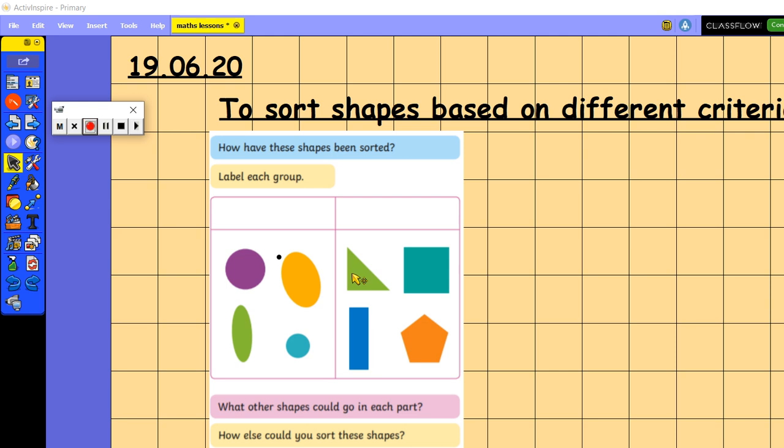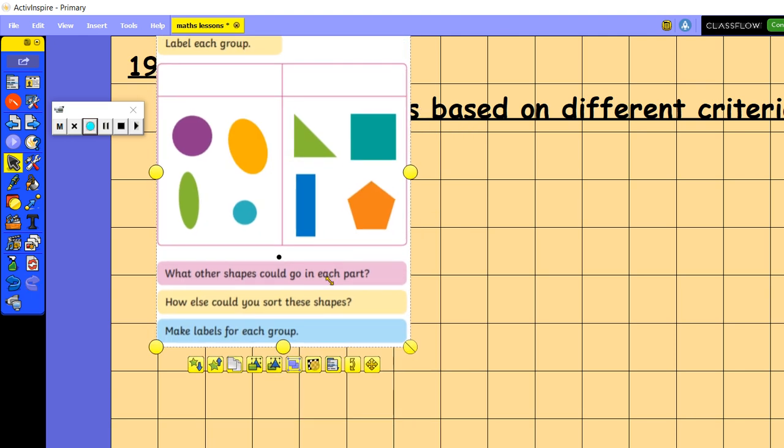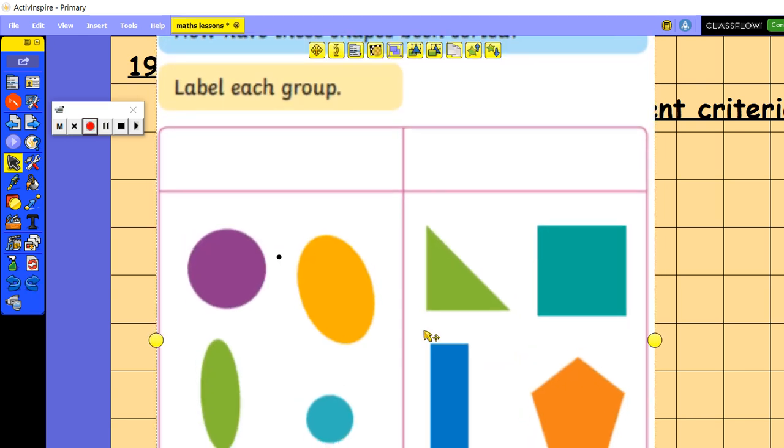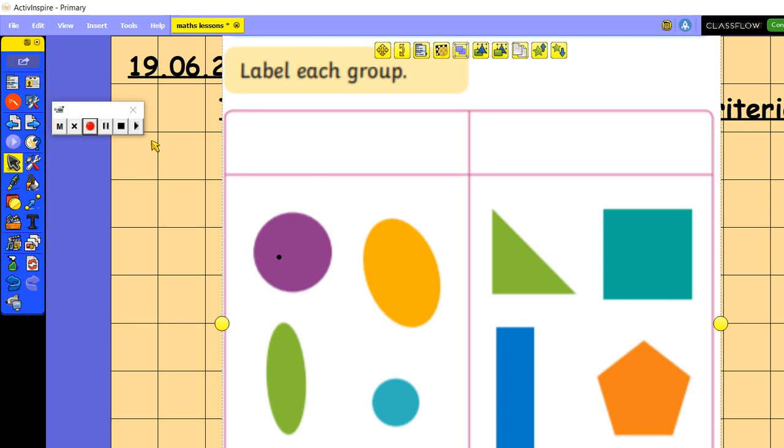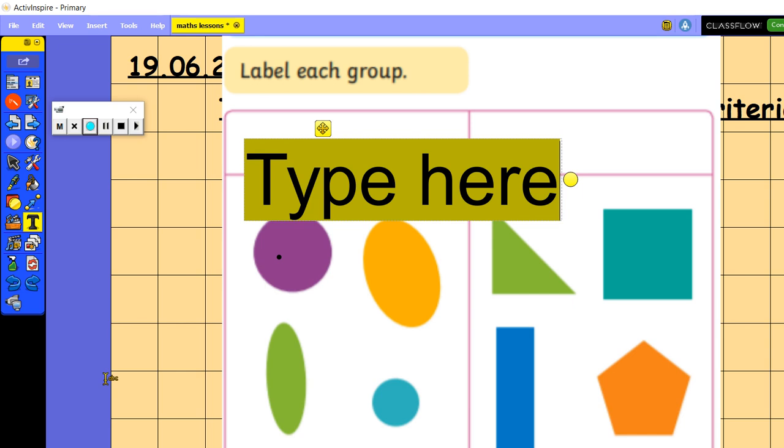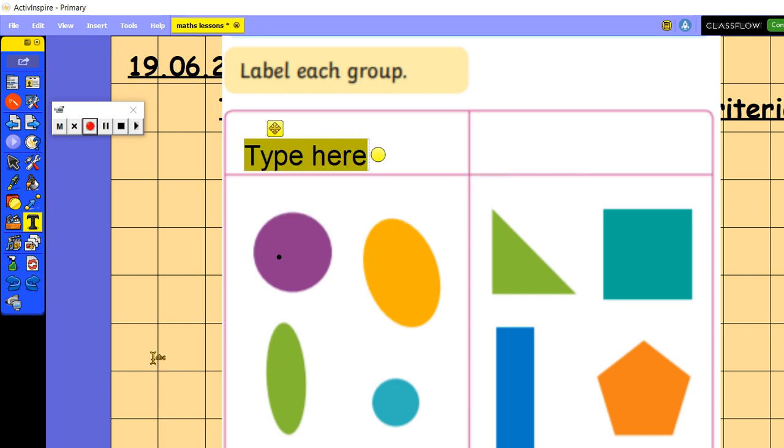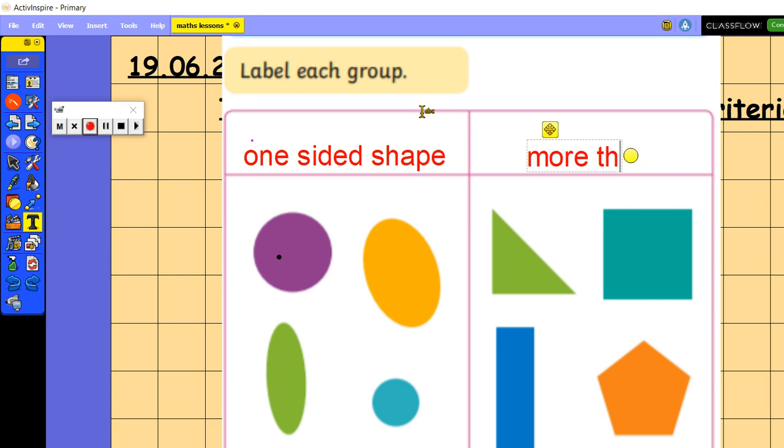So I think the 2 categories that I'm going to give these shapes are, let's just make it a little bigger so that we can see our shapes. So I'm going to give this side here a label that says, maybe a little bit smaller than that, a 1-sided shape, and on this I'm going to put more than 1 side. Okay, so we can see that we have sorted out our shapes to more than 1 side and just 1 side.